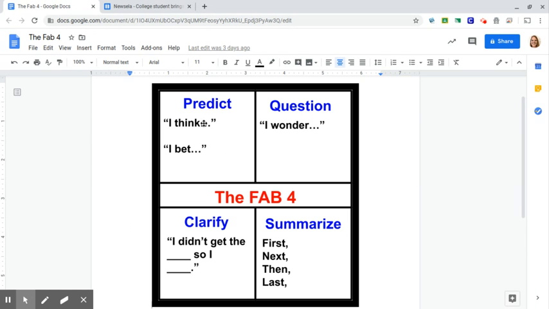In our first box, we have the word predict. Predictions can happen before you start reading the story, but they can also happen while you're reading a story. Predictions don't have to be correct, but they should be reasonable. My next box is question.